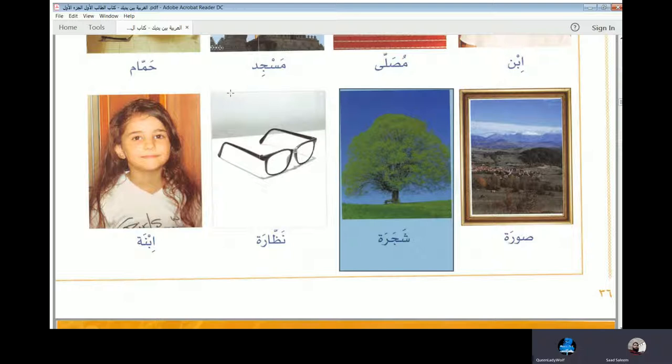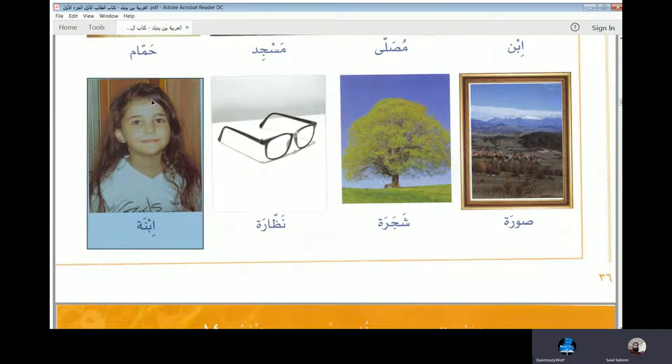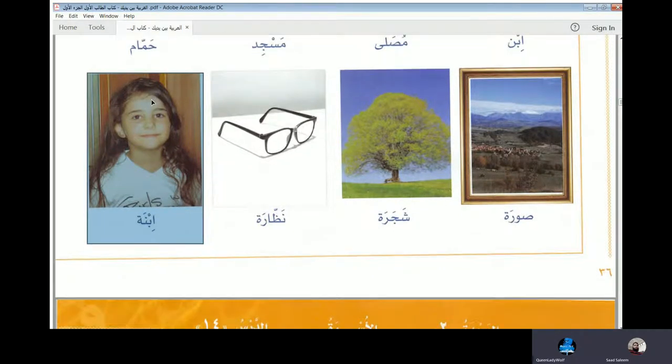أين شجرة؟ هذه هي شجرة. And أين نظرة؟ هذه هي نظرة. أين ابن؟ هذا هو ابن.